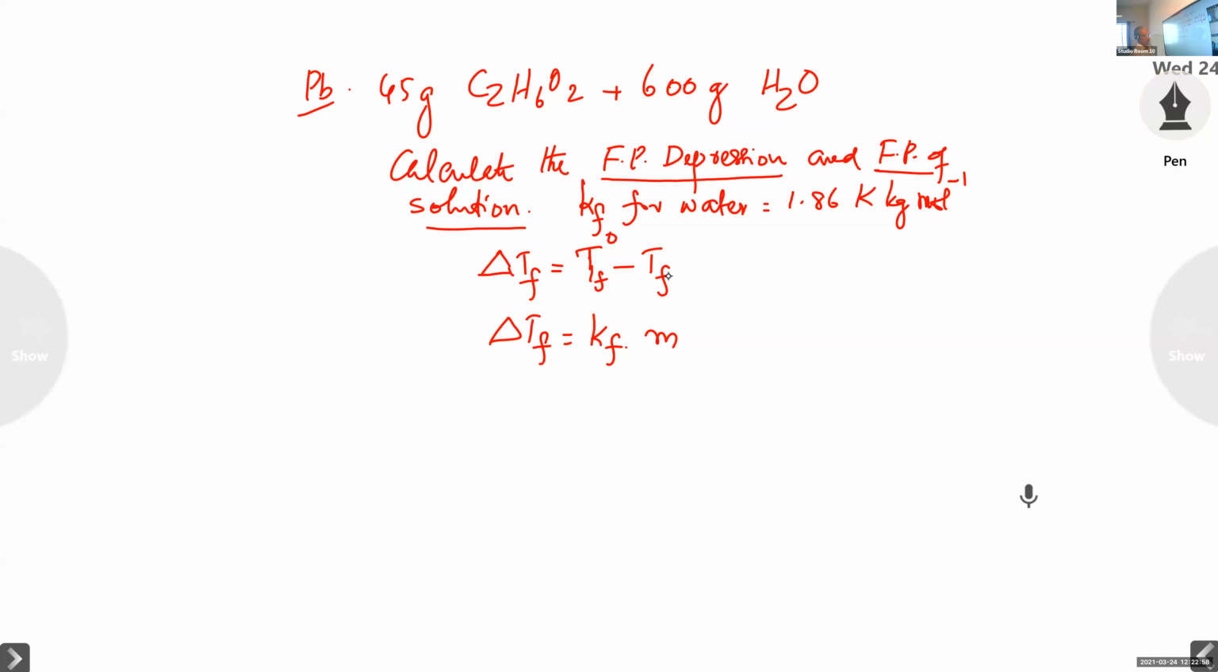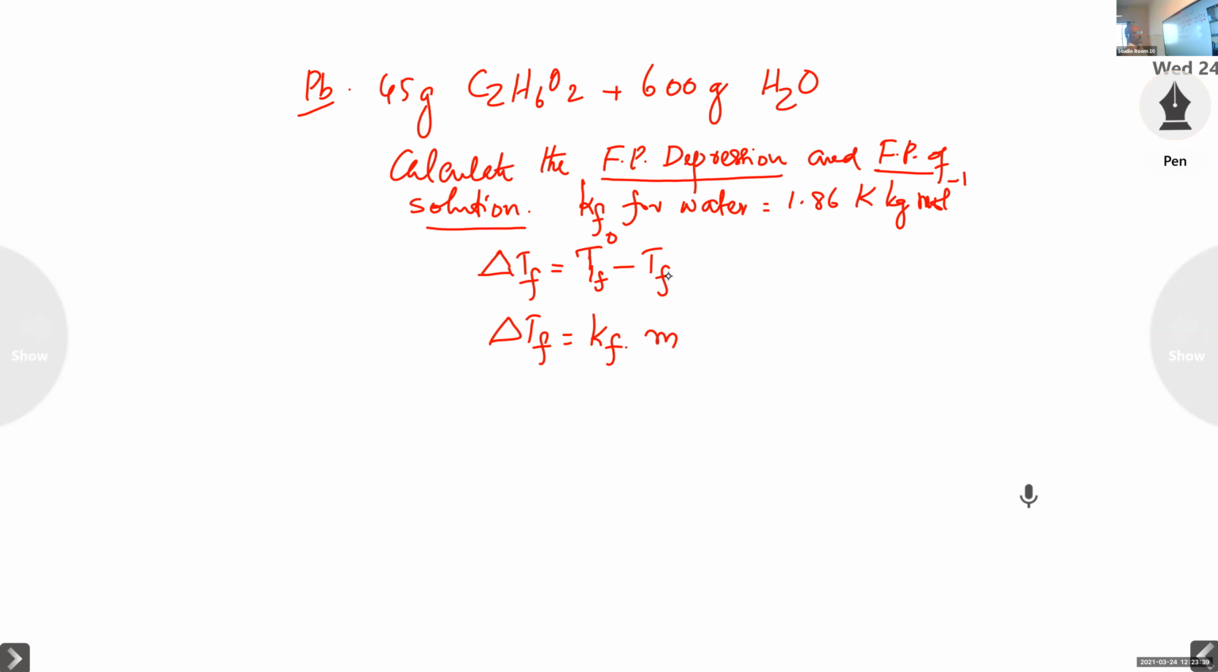TF0 is known to us. TF0, that is the freezing point of the solvent. That is not given in the question, I agree, but we must know that. What is it? Freezing point is 0 degrees Celsius, or 273.15 Kelvin, because the solvent is water.